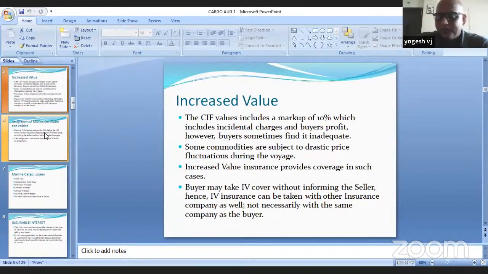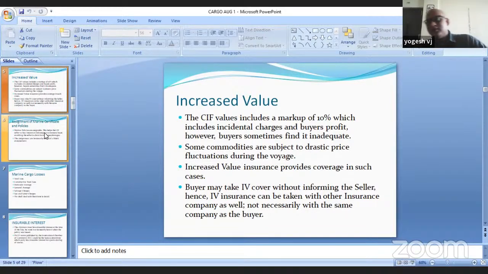So the CIF value includes a markup of 10%, which includes incidental charges and buyer's profit. However, buyers sometimes find it inadequate. Some commodities are subject to drastic price fluctuations during the voyage. Increased value insurance provides coverage in such cases. Does it help the buyer or the seller? They can arrange for this. The buyer may take increased value cover without informing the seller. Hence, increased value insurance can be taken with another insurance company.